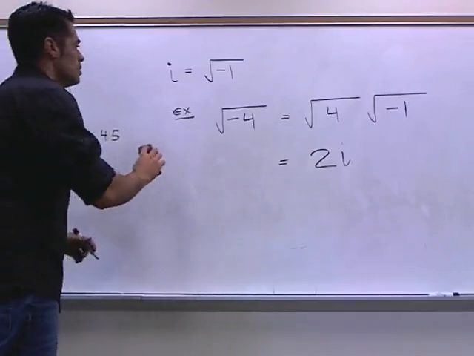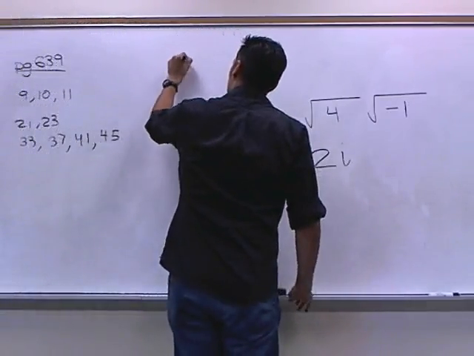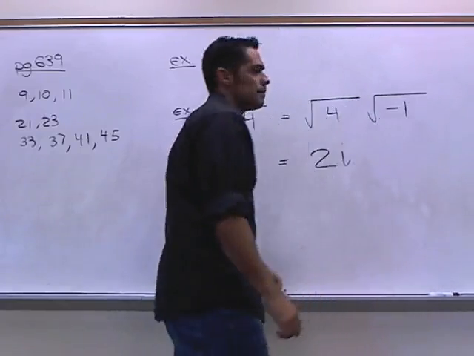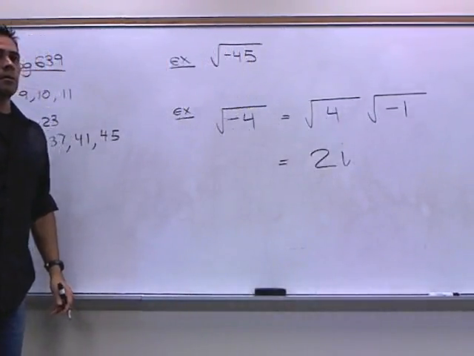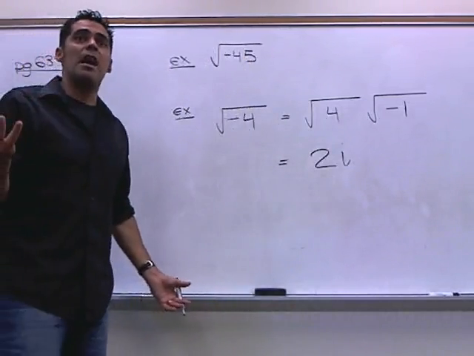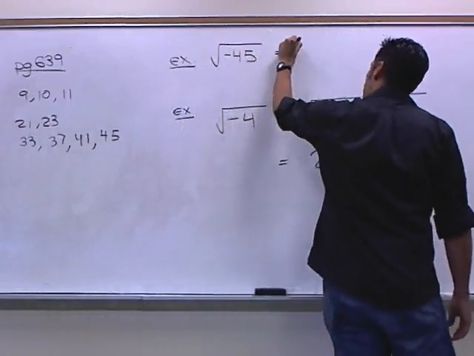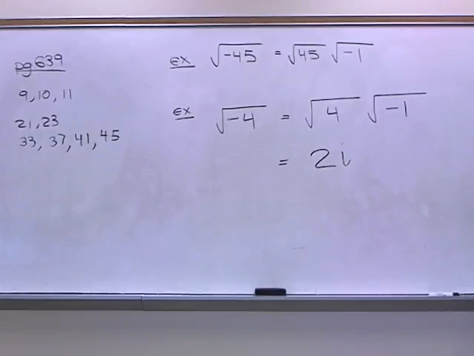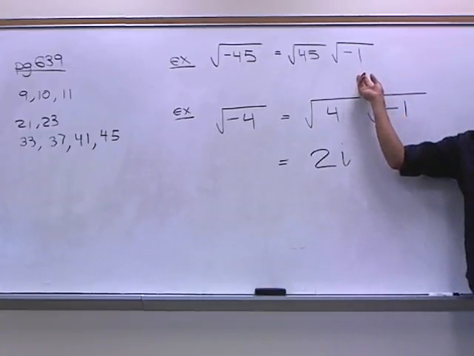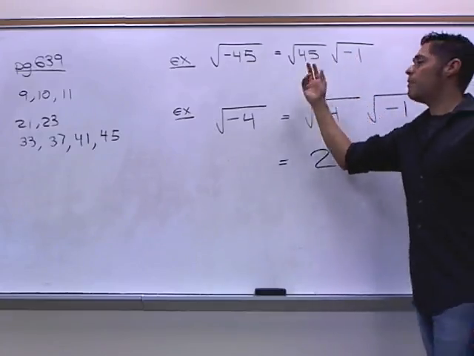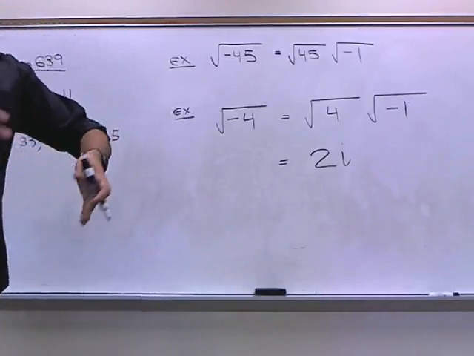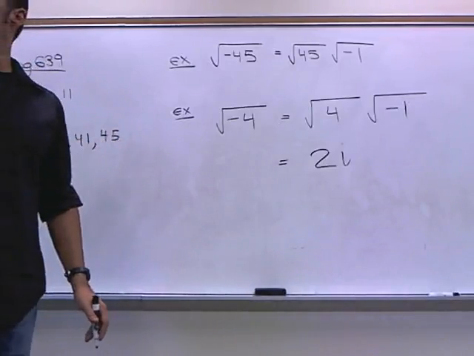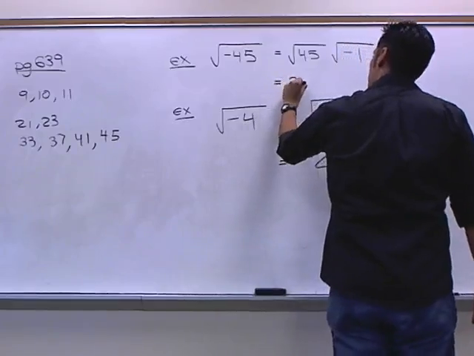Here's another one. What's the square root of -45? As soon as you see the negative there, you know you're going to have an i, but let me write it out. This is the same as the square root of 45 times the square root of -1. The square root of -1 turns into the i. But now you have to break down the square root of 45, just like you've been doing all semester long. It would turn out to be 3 root 5.